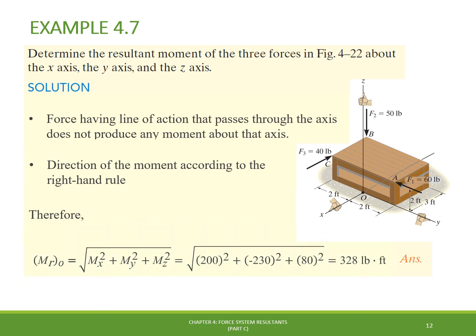And finally, once we have all three components of the moment, we calculate the magnitude of its resultant by taking the square root of the sum of the squares of the moment components, and the final result is 328 pound-foot.